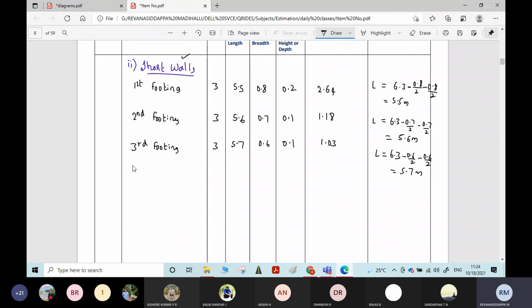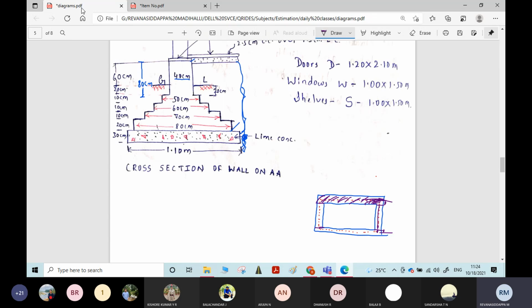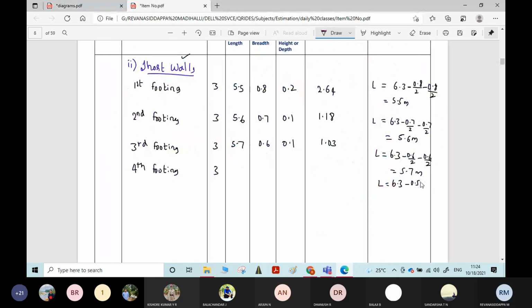Then for the fourth footing, numbers 3. Length will be 6.3 minus, the fourth footing width is 50 centimeter, 0.5 by 2 minus 0.5 by 2. So you can directly write the answer, 5.8 meter. For your understanding, I am doing the detailed calculation. If you are thorough, you can directly write the length here as 5.8 meter.